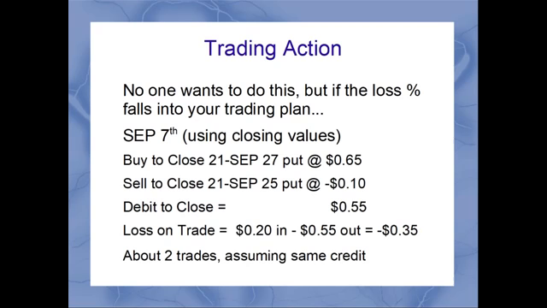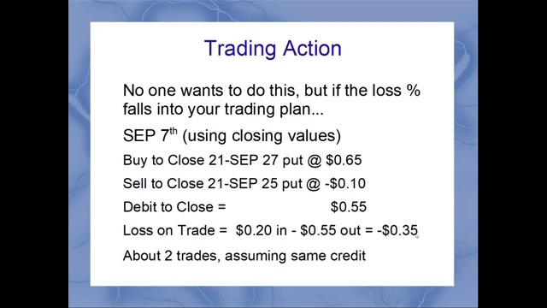So we lose 35 cents. Not quite 2 times the original net credit, 35 cents of the max 180 risk. Hey, we still kept that to a low value. We didn't allow it to go 50, 60, or 70%. Okay, so what does this mean here about 2 trades?